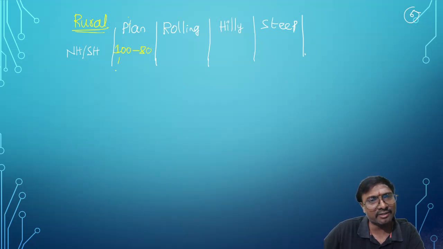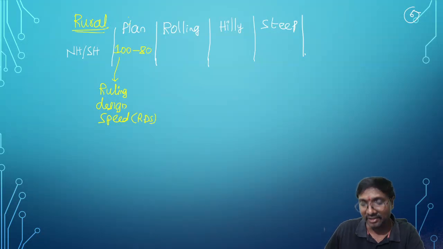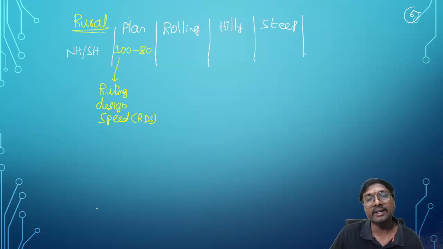So what is that first value, if you just observe? That is your ruling design speed, right? Ruling design speed means, do you select any speed greater than this, or should we not select any design speed greater than this? We should not select any speed greater than this definitely, right?